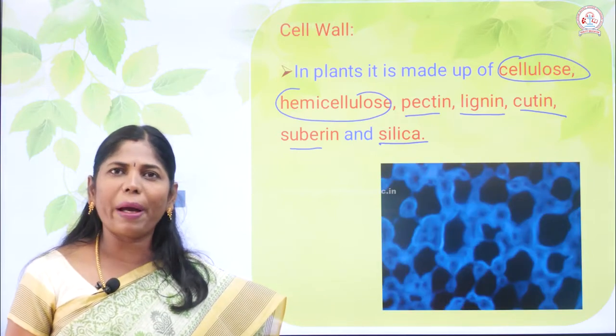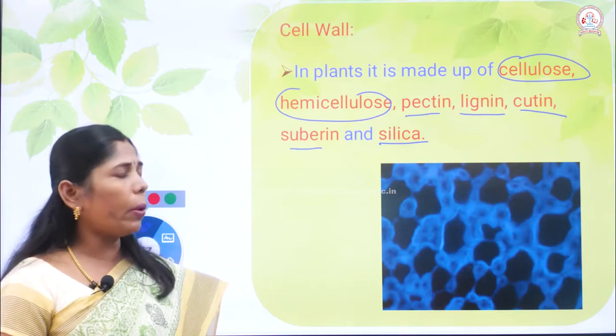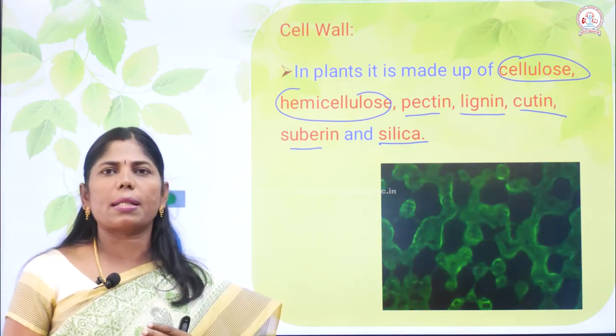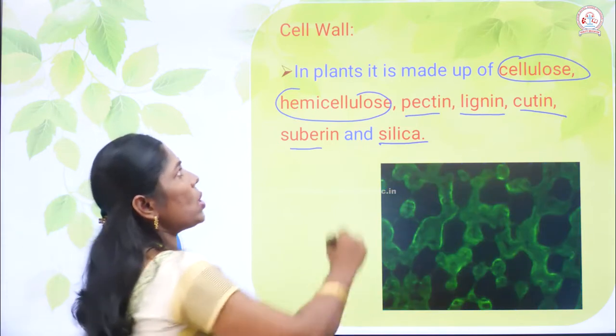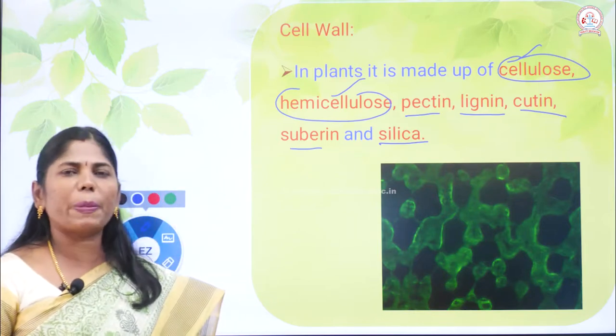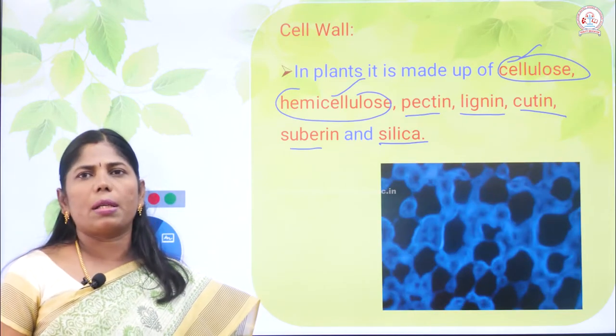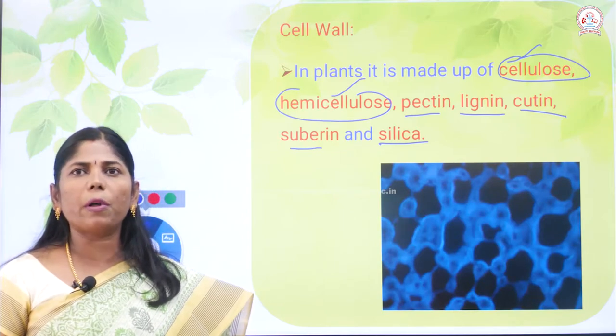For example, parenchyma consists of cellulose materials. So what about collenchyma cells? Collenchyma is a type of tissue. It consists of cellulose and hemicellulose material, and pectin is present in the sclerenchyma. So sclerenchyma is also a simple tissue which is made up of pectin.